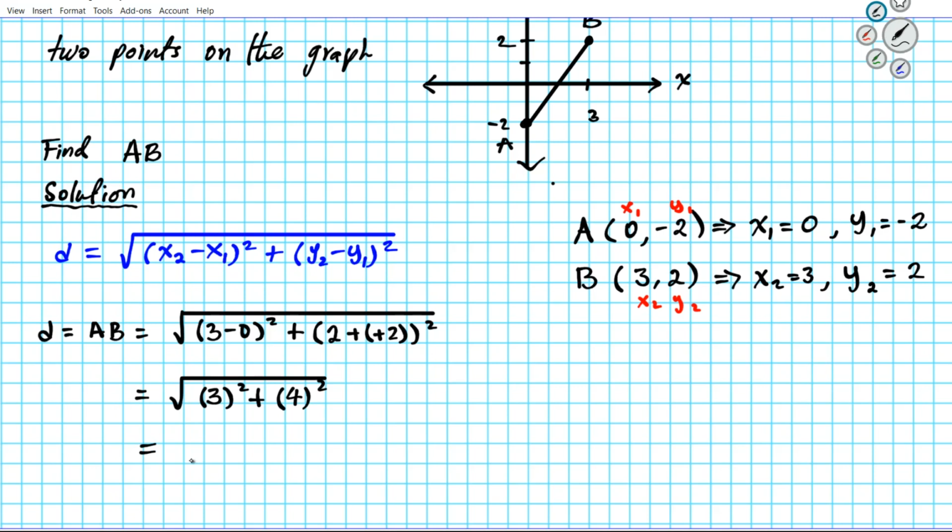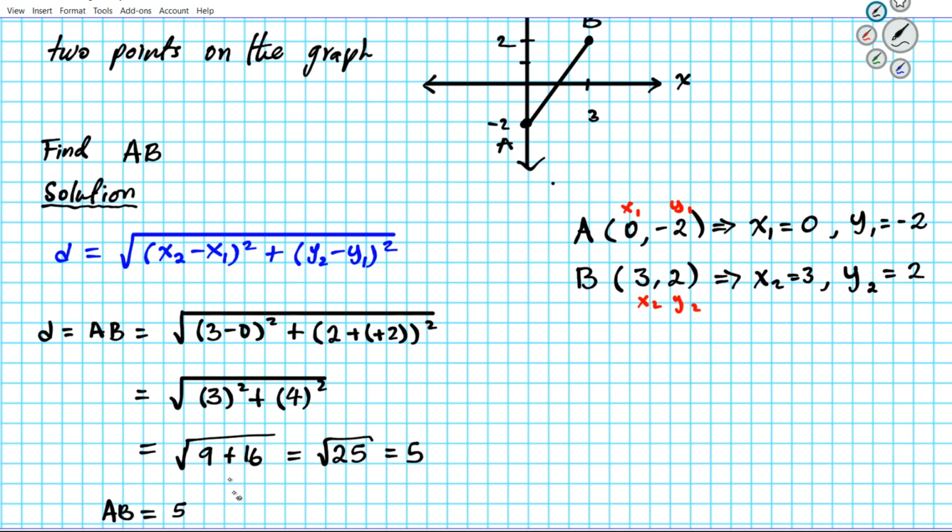And then what is 3 squared? 3 squared is 9. 4 squared is 16. 9 plus 16 is 25. All right, the square root of 25 is 5. So, ladies and gentlemen, AB is 5.